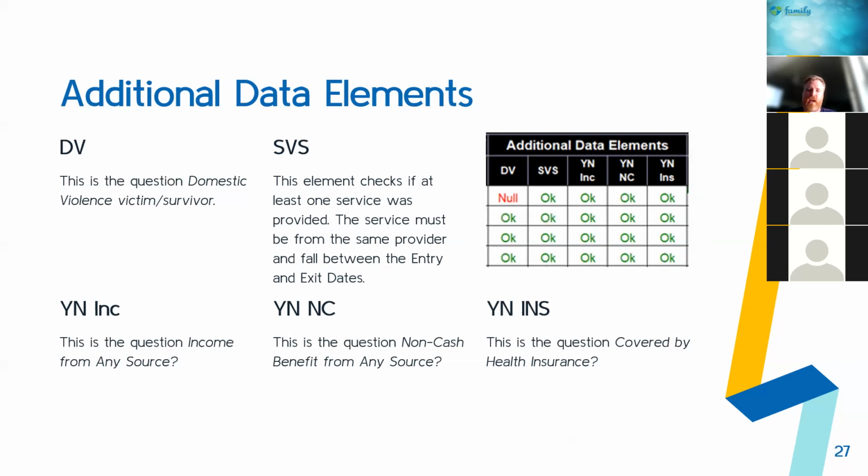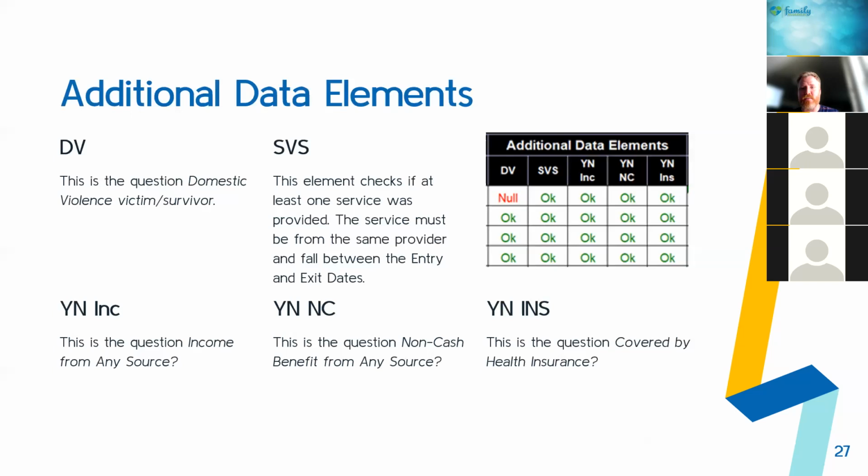If you have the same client from October 1st to October 5th, but their service was entered on October 6th, it's not going to count because it falls outside of that client's enrollment window. So is there a service provided by the same project? And does it fall within the client's dates of enrollment? So that's what it's going to look at in this case. So just keep that in mind that the date does matter.